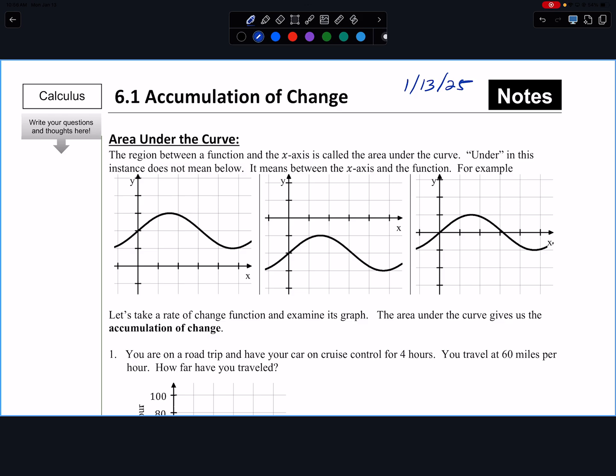So in this section, you guys will learn what's defined as the area under a curve. What I want you guys to understand is under doesn't necessarily always mean under, okay? In calculus, the area under a curve, highlight this, is defined as the region between a function and the x-axis.